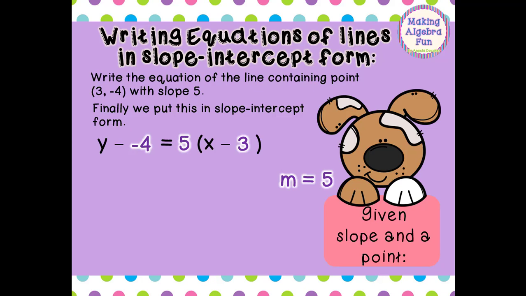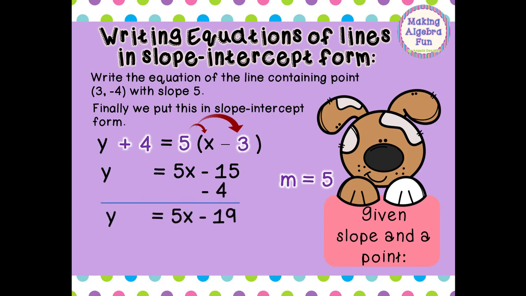We have a few things we want to do. That minus a -4 will change to a plus. Also, we'll need to distribute the 5 to clear away the parentheses. And the last thing we're going to do is solve for y. So to do that, I need to move the 4 to the right, and I combine it with that -15, and my final answer will be y equals 5x minus 19. So it is in slope-intercept form, and I was able to get it by starting with the point-slope form.